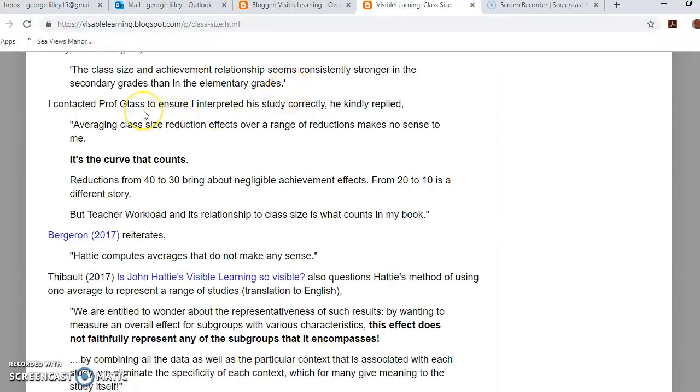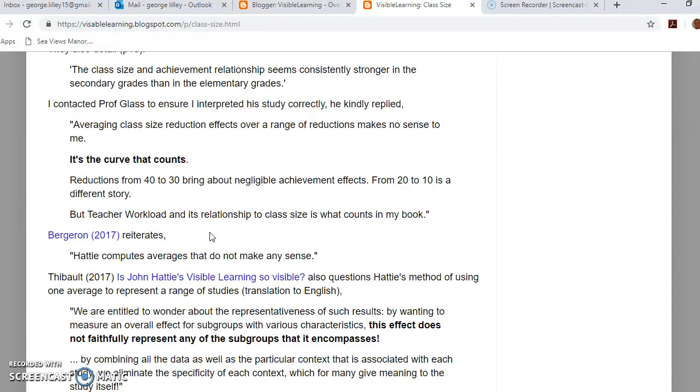I contacted Professor Glass just to double check, and showed him the Hattie interpretation of his study. He replied to me in an email, averaging class size reduction effects over a range of reductions makes no sense to me. It's the curve that counts. But then he emphasizes, but it's teacher workload and its relation to class size that's important.